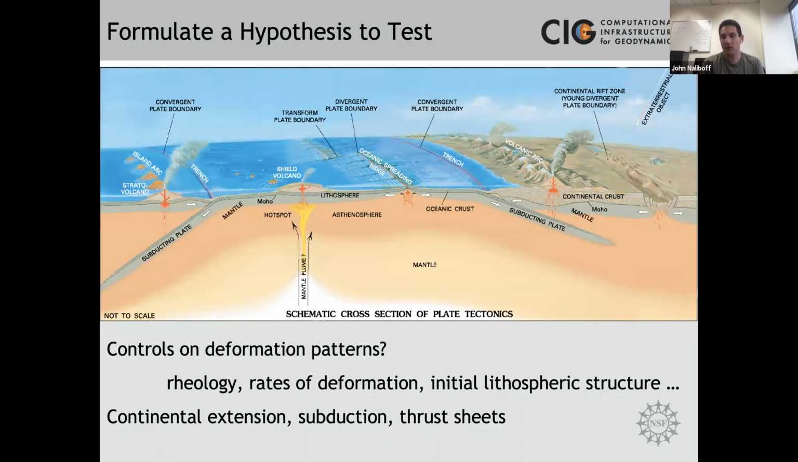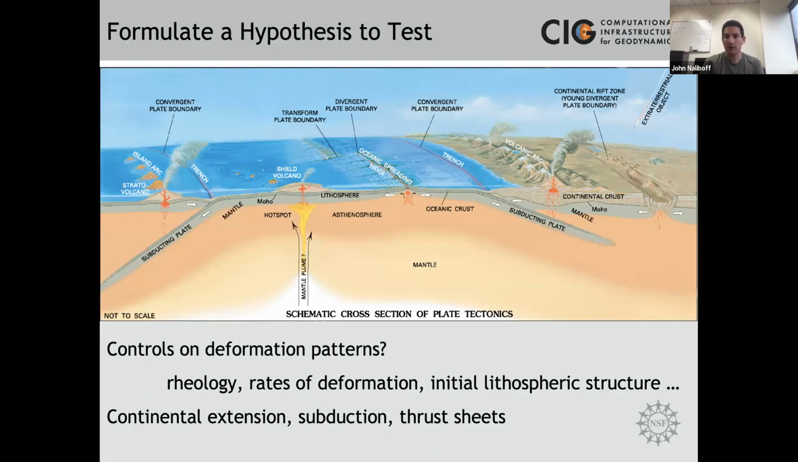And so then things you often see in the literature or problems being addressed are things like, how does the rheology affect deformation patterns? How does the rate of deformation affect observed deformation patterns? Or something like, how does the initial lithospheric structure, so you can think about structural inheritance, affect the long-term deformation patterns? These are questions you can address with this type of code.